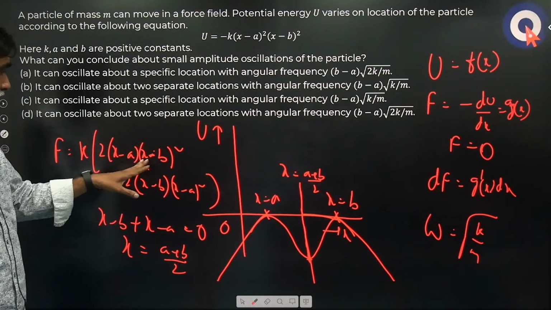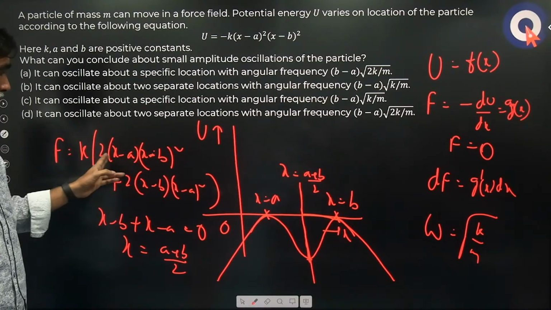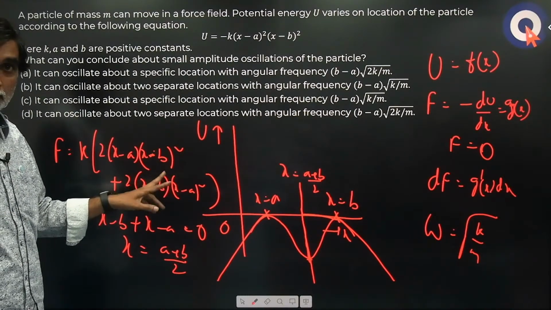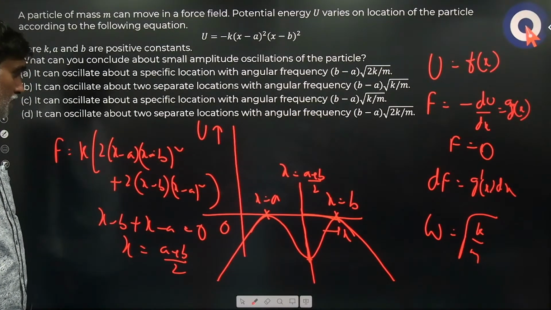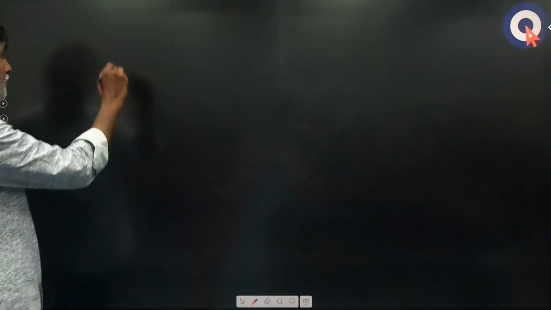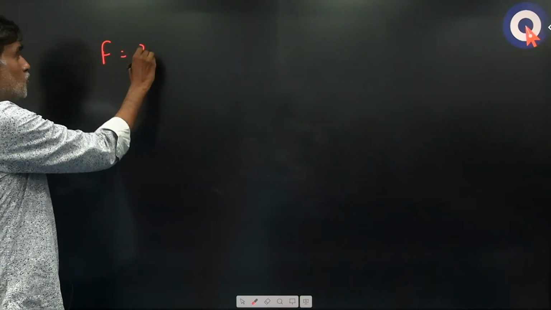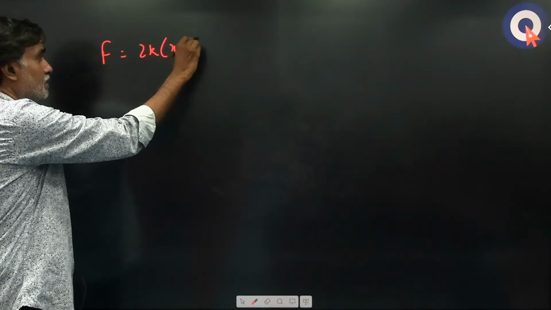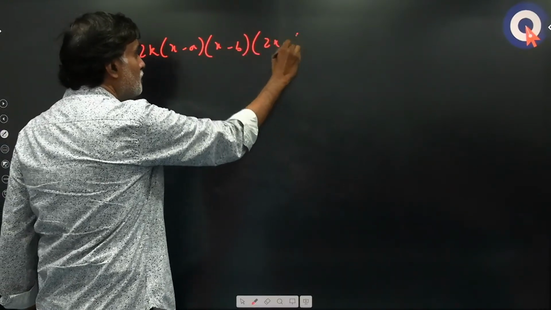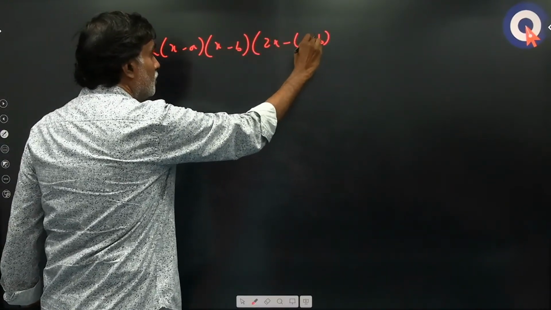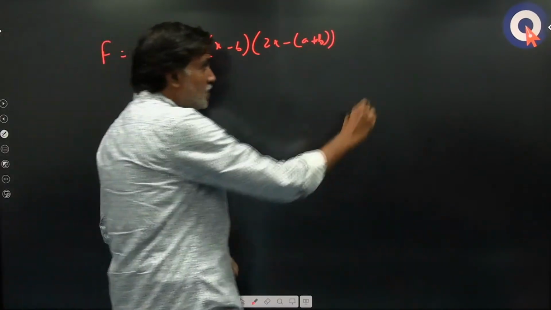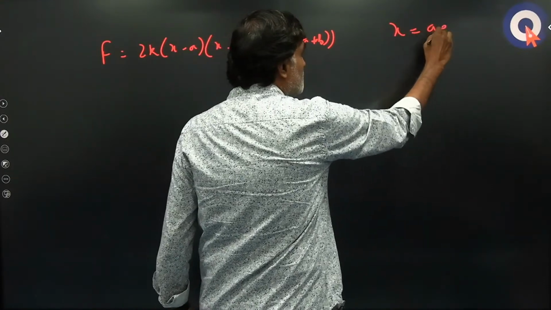If I take (x minus a) into (x minus b) common into 2, the first term we will get is (x minus b) here, (x minus a). So we will get 2x minus (a plus b). So what do you get? F is equal to 2k into (x minus a) into (x minus b) into (2x minus (a plus b)). This is the force function, and x is equal to (a plus b) by 2 is the stable equilibrium position.